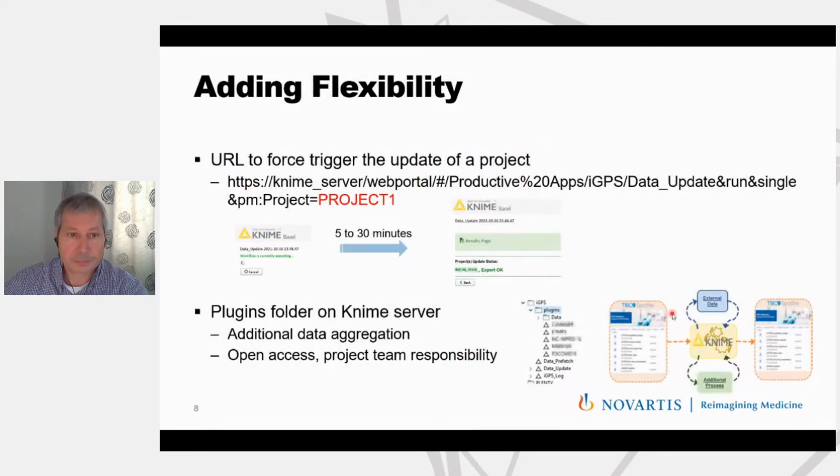Sometimes a team is making a change in their project data, for instance, scaffold structure definition, and the team does not want to wait for the next update cycle to see the effect in their IGPS session. To address this need, there is a copy of the workflow on the KNIME server, which can be accessed through the web portal. So simply using a URL containing the project code as a parameter, it can trigger the update of the project from Chrome or Edge browser.